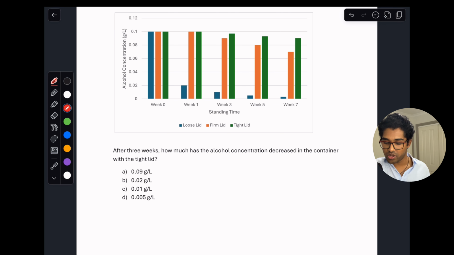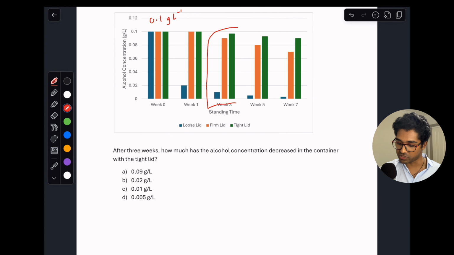All right, cool. Well, initially, I started with my alcohol concentrations all at 0.1. And then here, I change all my alcohol concentrations by quite a lot. Which one is it asking for? Alcohol concentration decrease in the container with the tight lid. Tight lid is green, so it's this bar here. So I'm looking for the change from this, 0.1, to around this. Right? And it gives me some options.